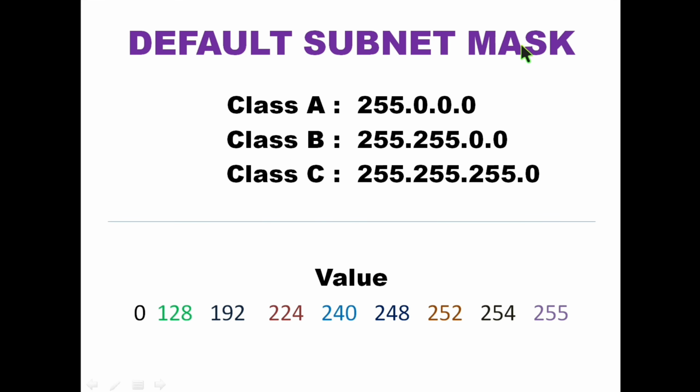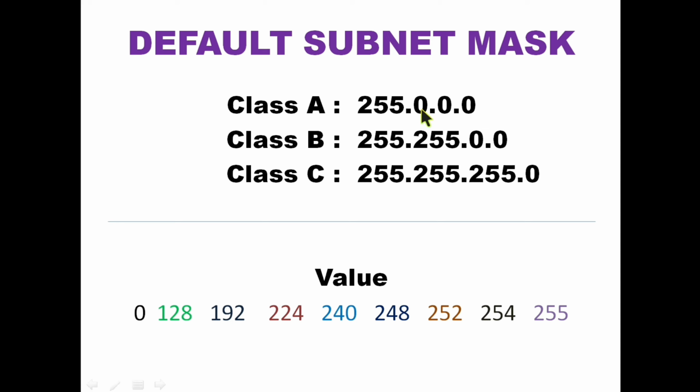This subnet mask value can be any of these numbers: 0, 128, 192, 224, 240, 248, 252, 254 or 255. We cannot change the 255, but we can change the 0 to any of these numbers. That is, we can change only this.